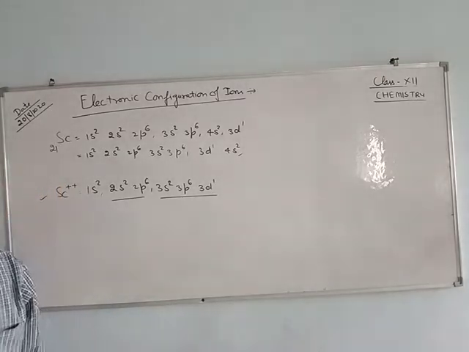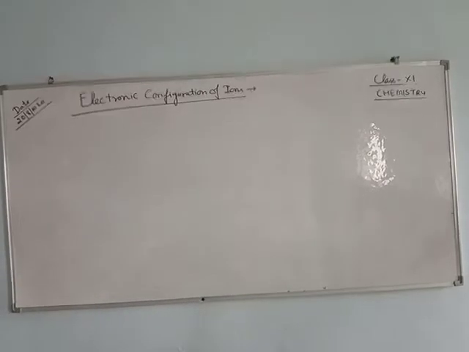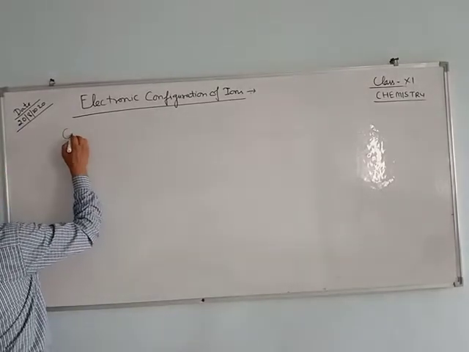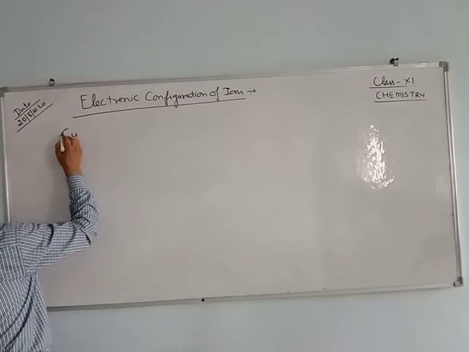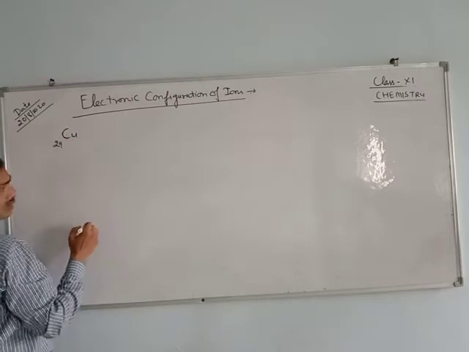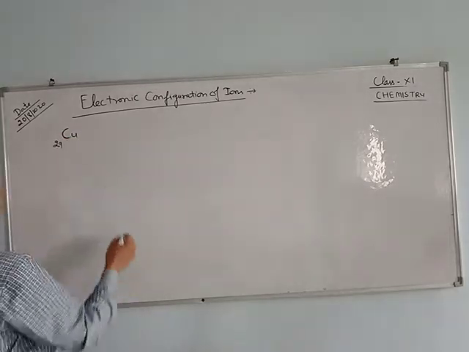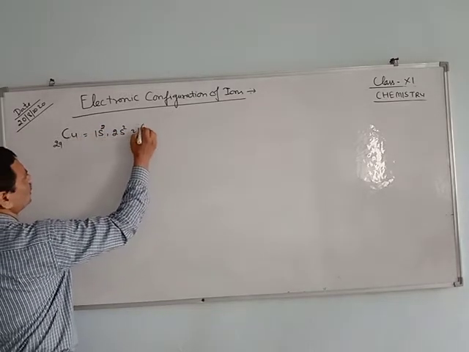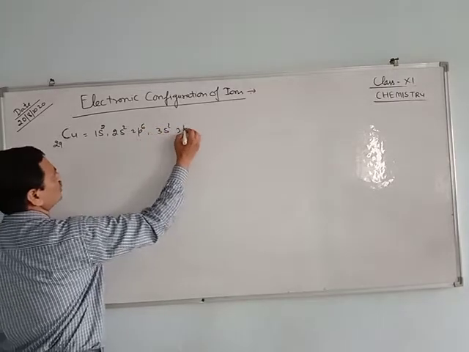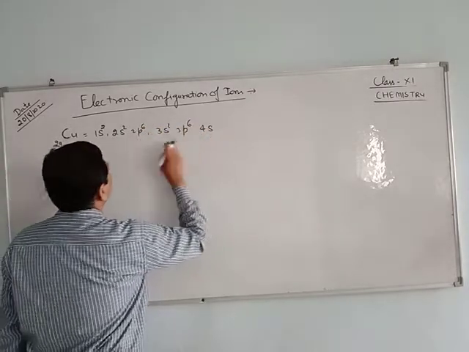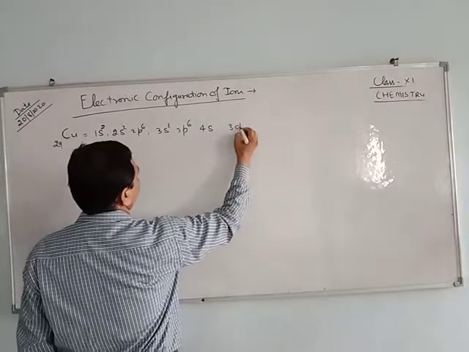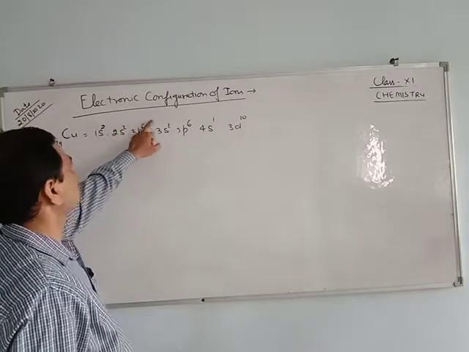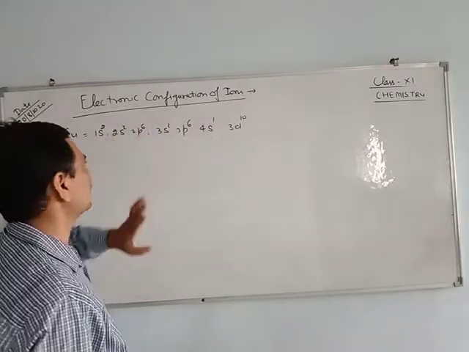Next example is copper. Copper, atomic number 29. You know it is a case of exception, you must know. 1s2, 2s2, 2p6, 3s2, 3p6, 4s1, 3d10. It is a case of exception. There are 29 electrons.